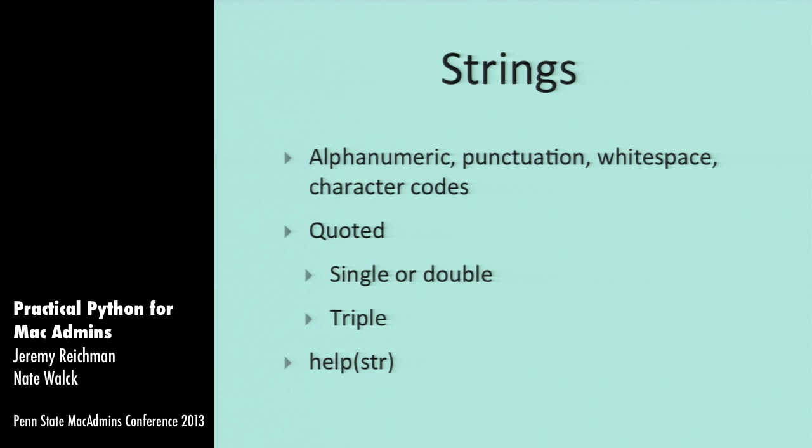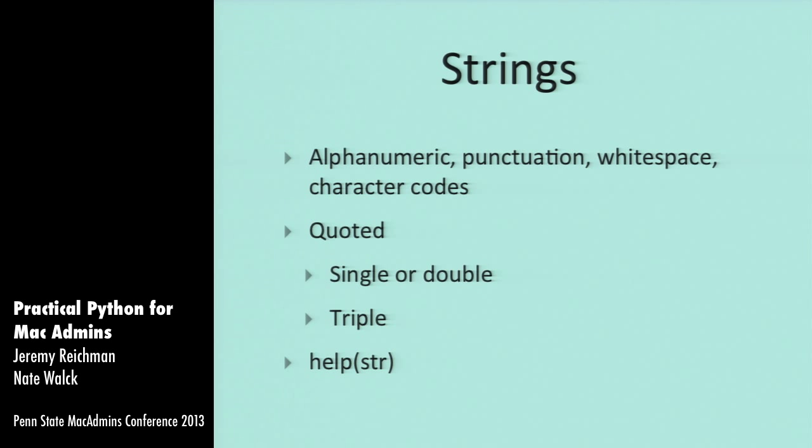And strings are alphanumeric characters, punctuation, whitespace, or character codes. They are quoted. Basic strings are going to be single or double quoted. You can also triple quote strings, and that's useful if you have text that you want to have line wraps in, or other white space for indentation, things like that.